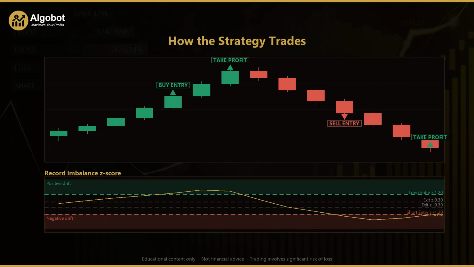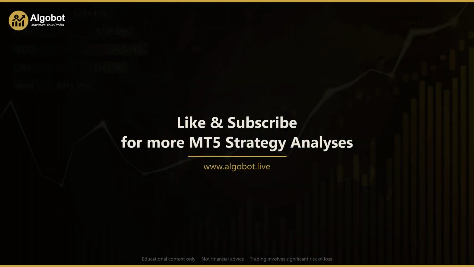And of course, in live markets, not every signal reaches its target, which is exactly why the ATR stop and the break-even move are there. And that brings us to the end of our breakdown of the Sequential Record Imbalance Expert Advisor. We covered how it counts upper and lower price records inside a rolling window, how it turns that imbalance into a self-adapting Z-score, how it opens long and short trades when the drift becomes statistically strong, and how it manages every position with ATR-based stops, targets, and a break-even move.